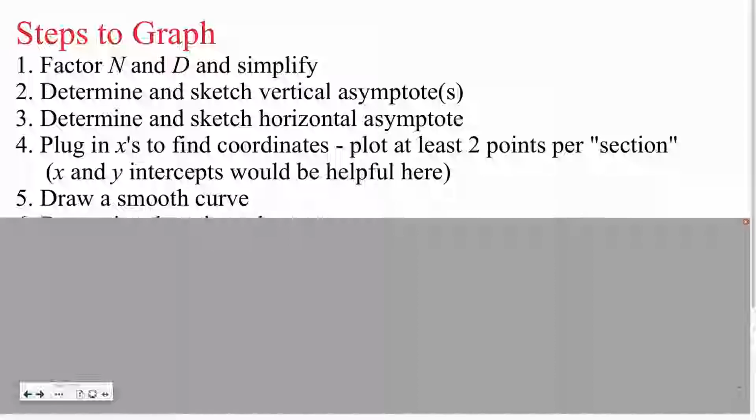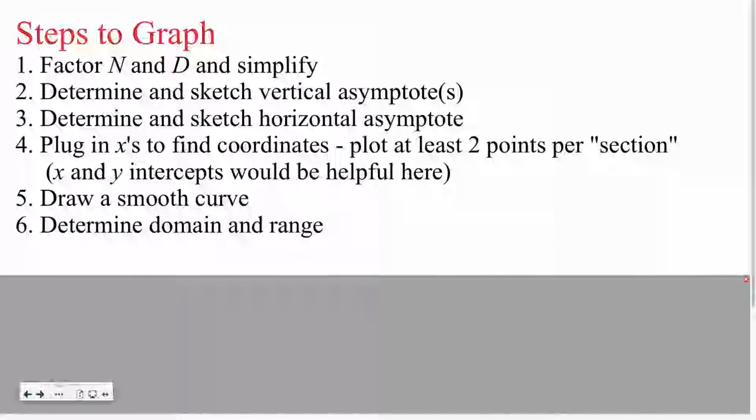And then you're going to need to draw a smooth curve. Just like polynomials, these are nice and smooth. There's no corners. And then using our asymptote rules, you know that we have to approach our asymptotes. And at the very end, I will ask you for domain and range, just so you're not surprised.